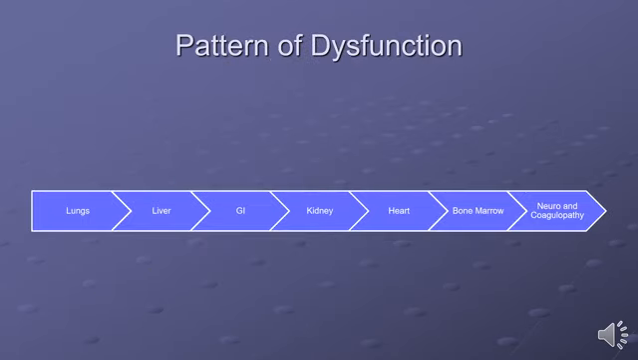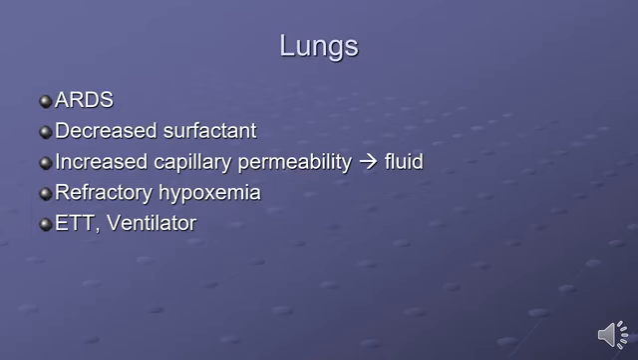The pattern of dysfunction usually originates in the lungs and continues throughout the organs. In the lungs, there is inflammatory cells and biochemical mediators. They damage the pulmonary vascular and alveolar endothelium. This decreases the surfactant and increases capillary permeability, leading to increased fluid. There is intrapulmonary shunting. This is blood going through the capillary that is not oxygenated.